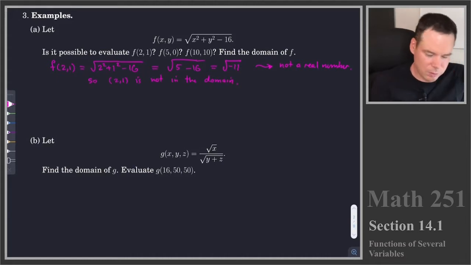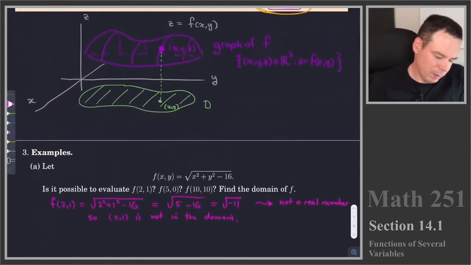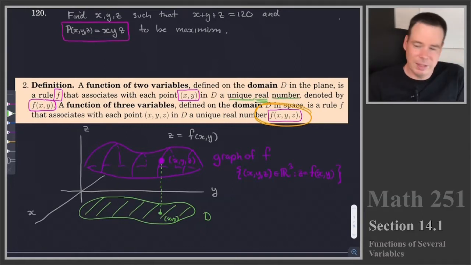Now you may say to yourself, hey, I know about complex numbers, and square root of negative 11 is not a real number, but it is a complex number. Why don't you worry about that? Well, let's scroll back up. Our definition says that f has to associate with a point in the domain a unique real number. So it has to be a real number that comes out. In other words, in calculus 1, 2, 3, which is this course, and even calculus 4, which is math 252, we are interested in functions where you have real numbers in and real numbers out.